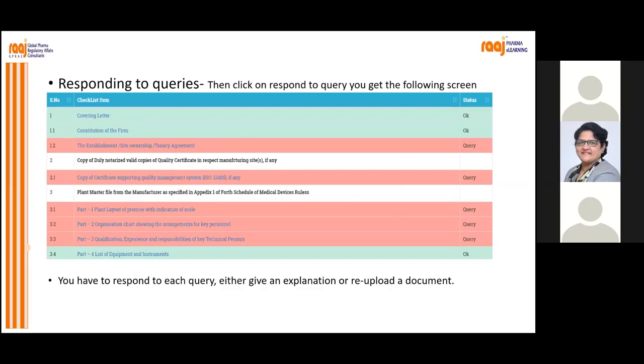For the covering letter, they've said it is okay. For this particular document, they've said there is a query. When you click on this option, they give a text query. You read the query. Maybe the query is that the address does not match, or the document is not clear, or the document is not downloading, or the document is wrong itself, whatever it is. You have to read the query. Either you respond to the query with a justification saying that what we have uploaded is the only option we have, or they give you an option to re-upload the document. You can select whatever you want.